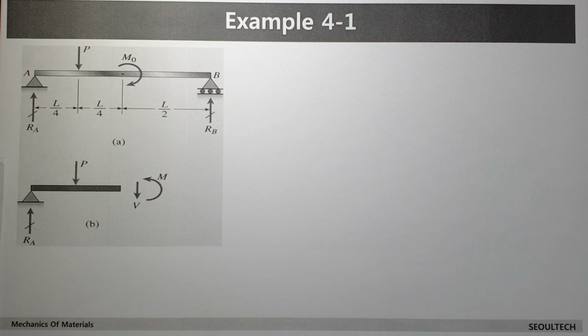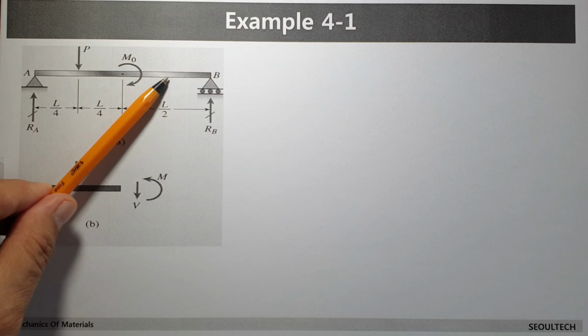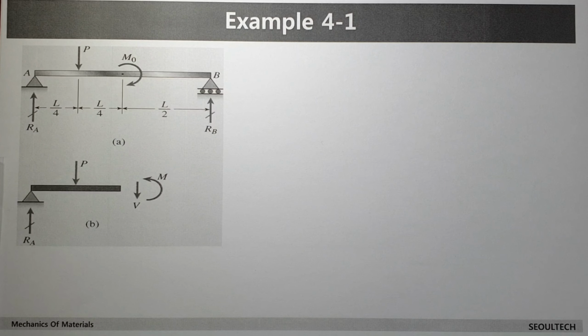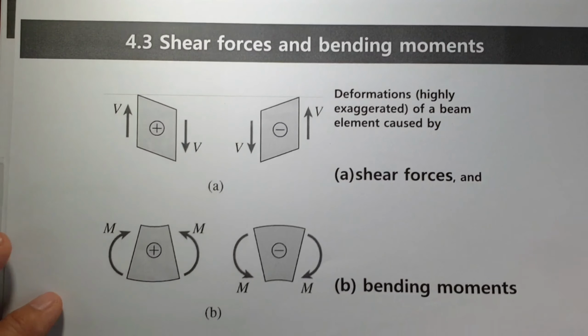Okay. Here, our final goal is to find shear force and bending moment. Where? Inside the beam. This location and this location and this location. We would like to know that. In order to do that, we must have a quick review about bending convention, the direction convention for bending moment.